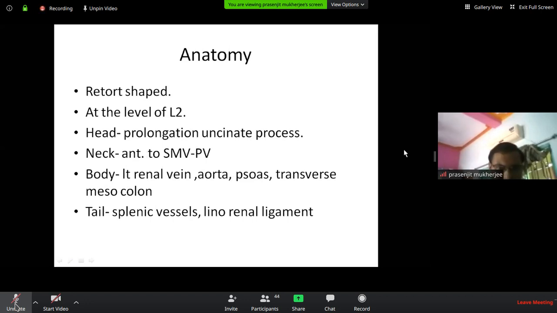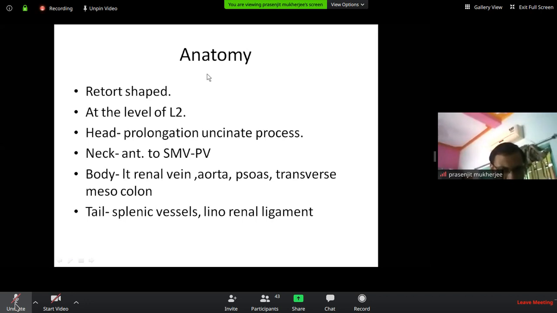Now come to anatomy. It is a retroperitoneal organ. It lies mostly at the level of L2 and L1, overlying L2 and a small portion of the lower part of L1. There is a prolongation from the head, which is called the uncinate process. The uncinate process lies slightly below and posterior to the superior mesenteric and portal veins, just posterior to the portal vein, posterolateral to the left and posterior surface of the superior mesenteric vein or portal vein.